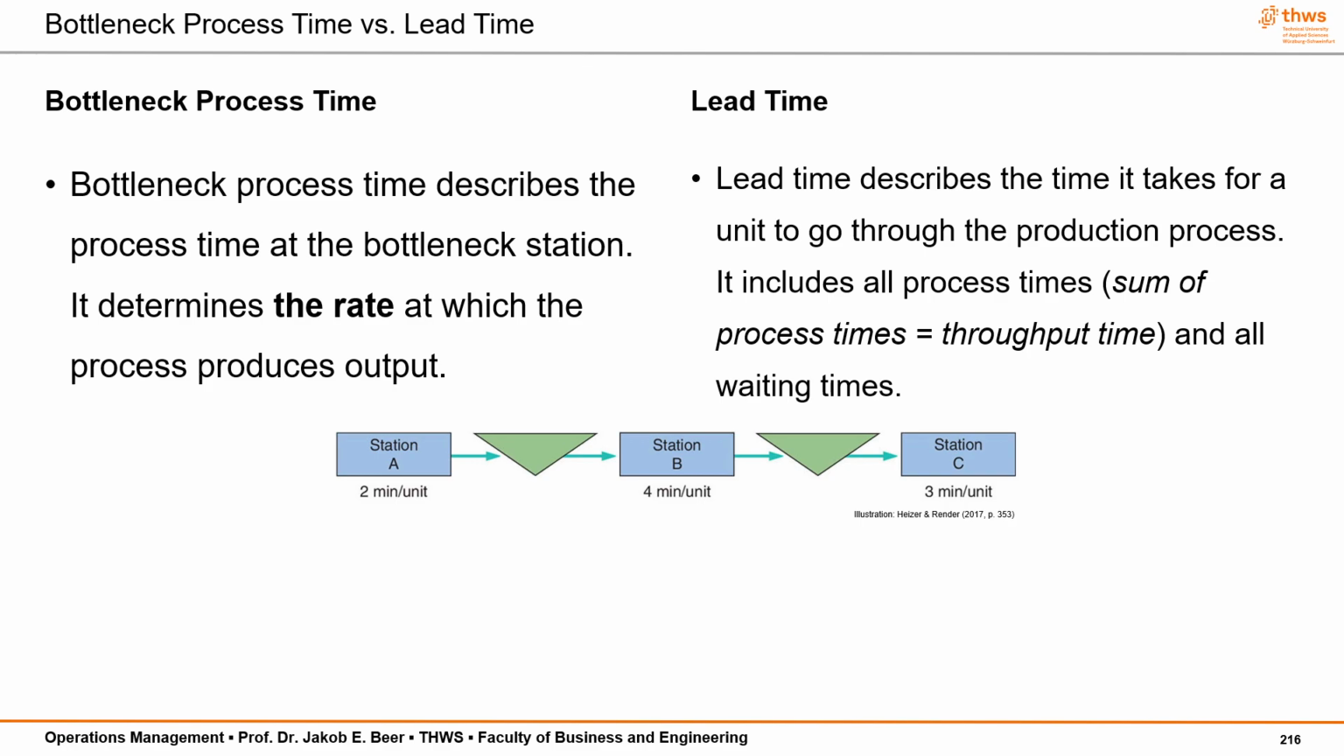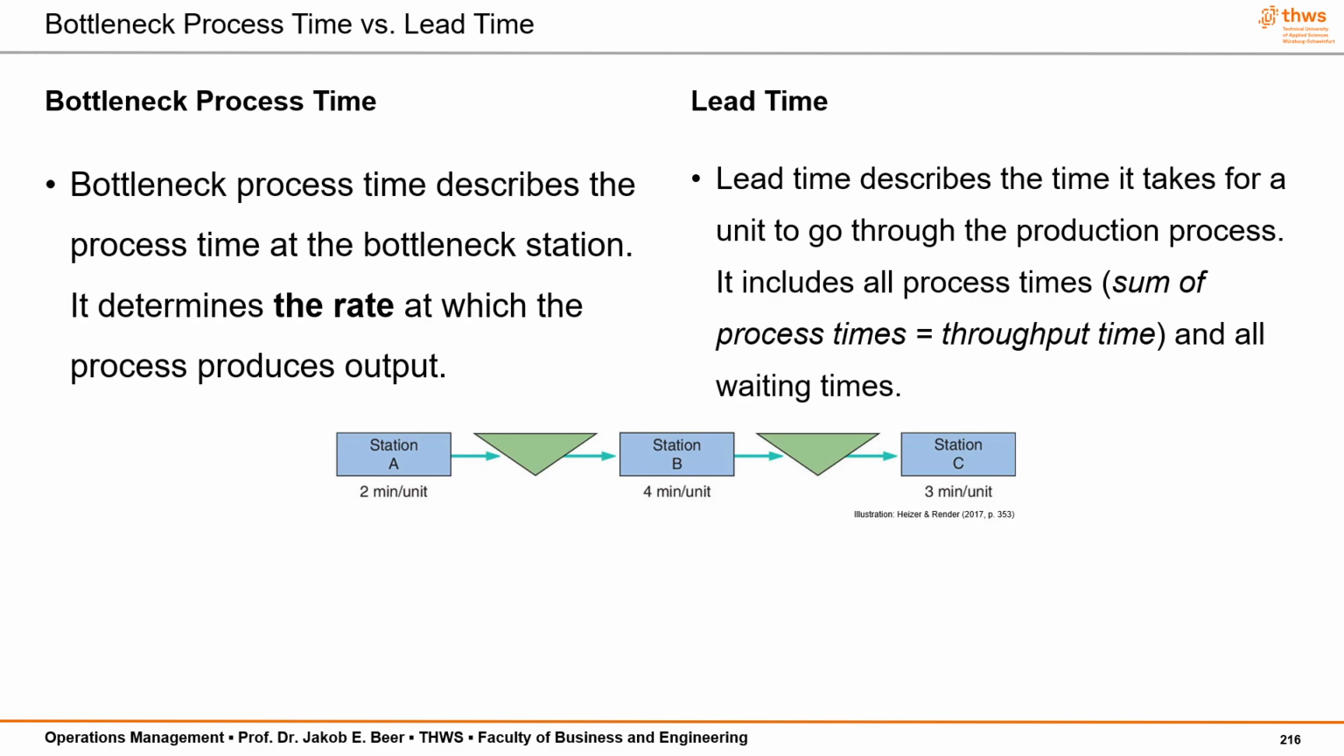Now let's distinguish this from the lead time. The lead time for this system is, think for a brief moment before I give you the answer. It's 9 minutes. If a product goes through the entire production process, it's being processed at station A, and that takes 2 minutes. It's being processed at station B, and that takes 4 minutes. And it's being processed at station C, and it takes 3 minutes. And the sum of these 3 process times is 9 minutes.